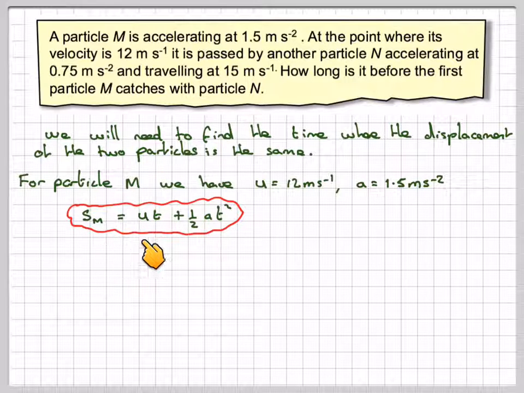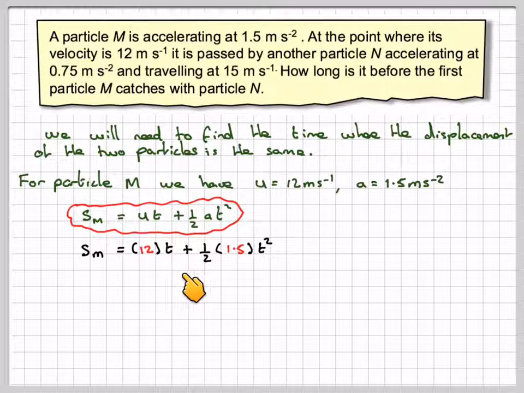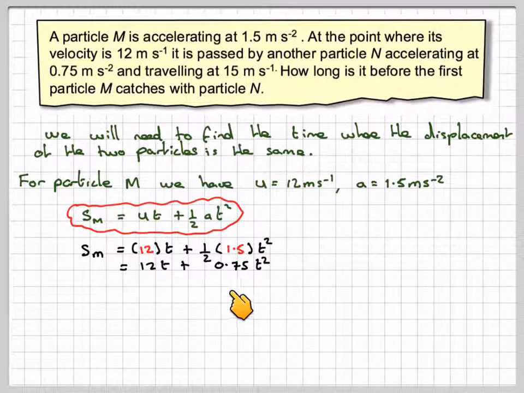Using Sm equals ut plus a half at squared, we're going to have that Sm is 12t plus a half times 1.5t squared. So we can form an equation in t here. That gives me 12t plus 0.75t squared.